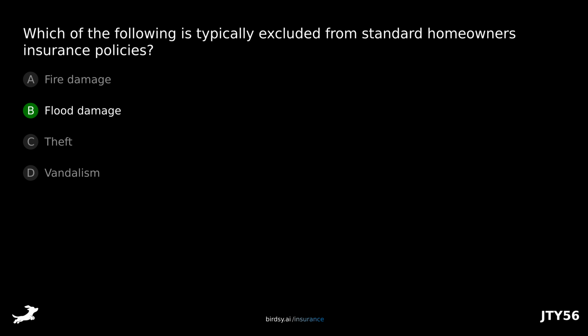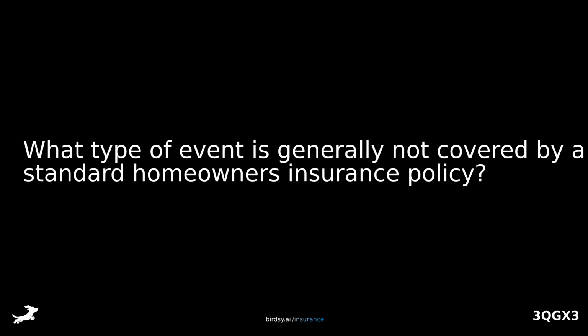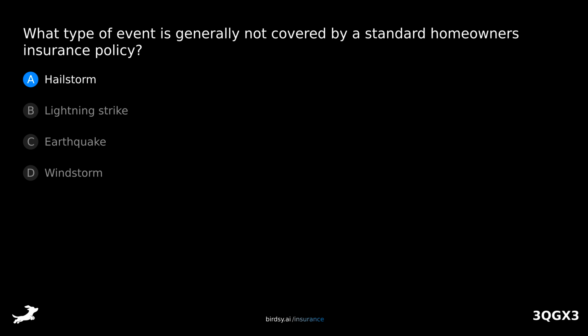The answer is B, flood damage. Standard homeowners insurance policies usually exclude coverage for damages caused by floods. Separate flood insurance is often required. What type of event is generally not covered by a standard homeowners insurance policy? Is it A, hailstorm, B, lightning strike, C, earthquake, or D, windstorm? The answer is C, earthquake.